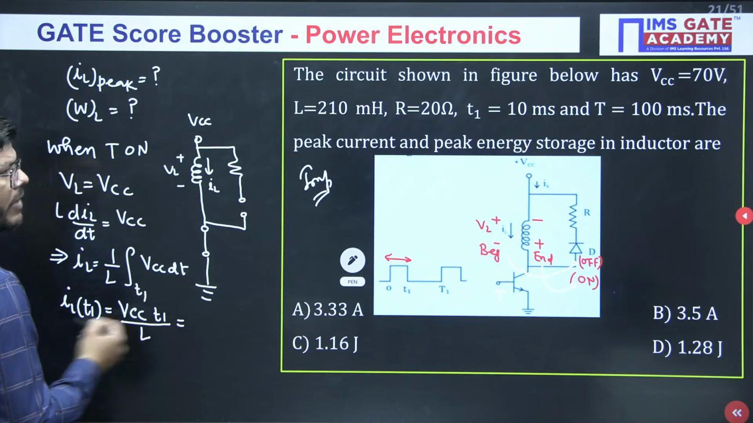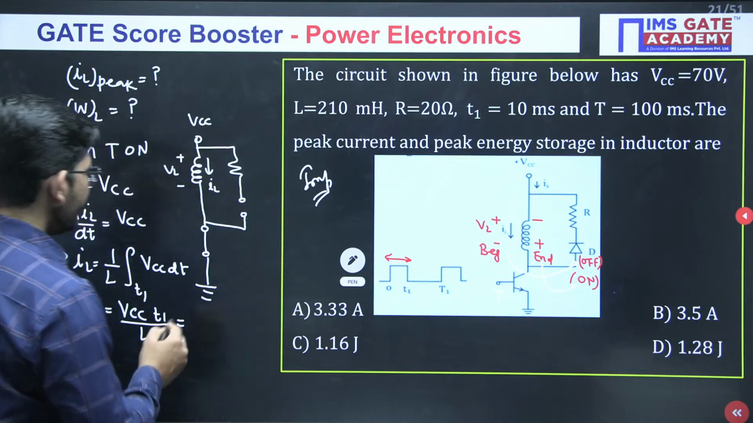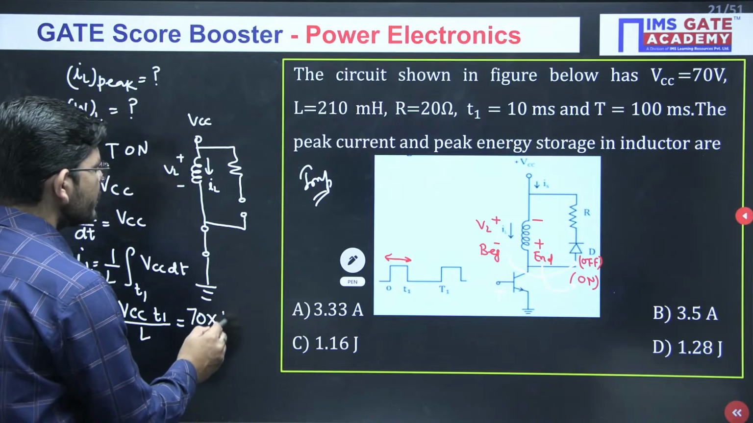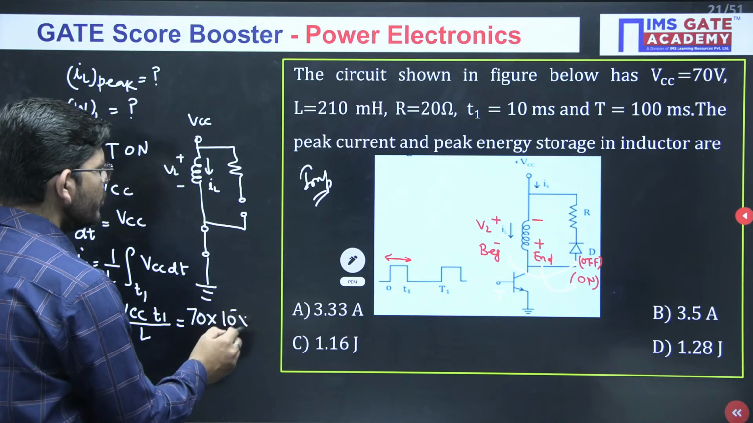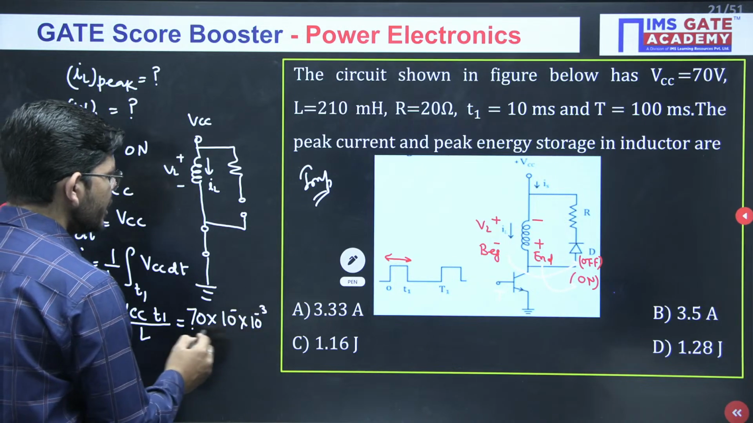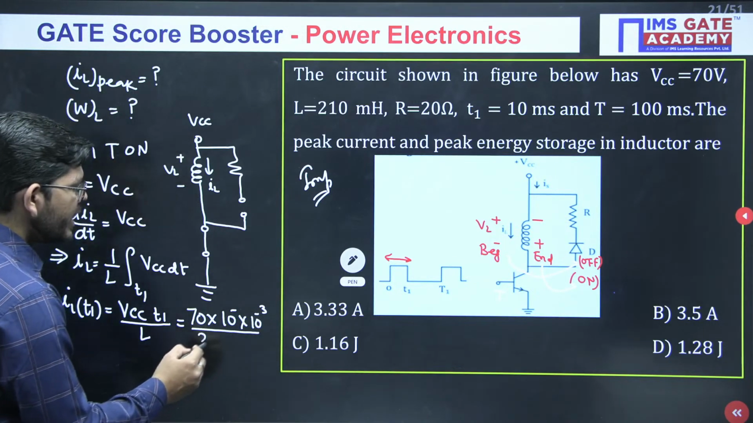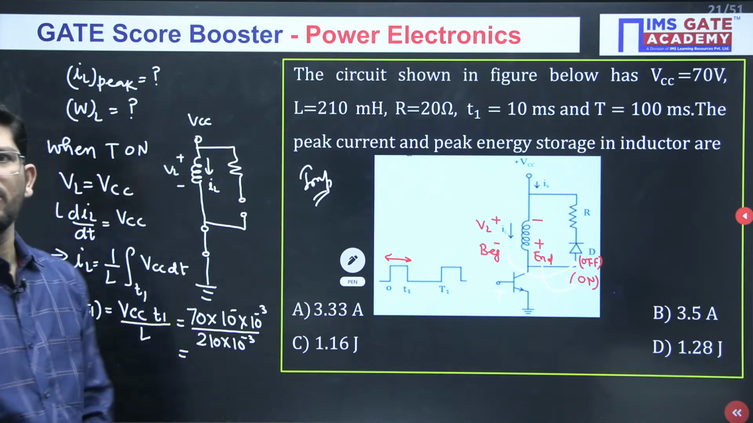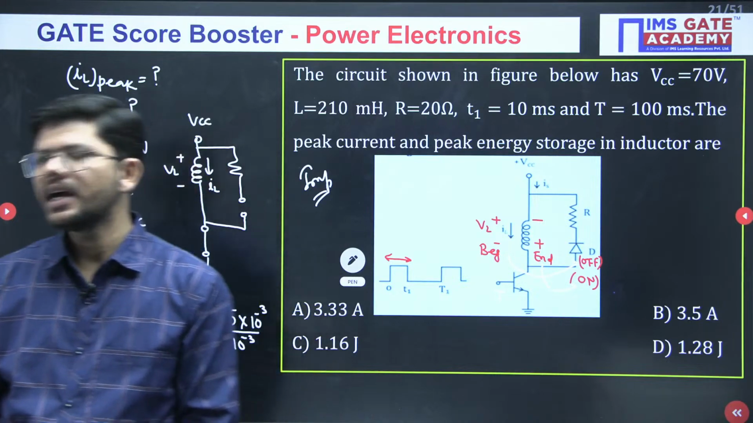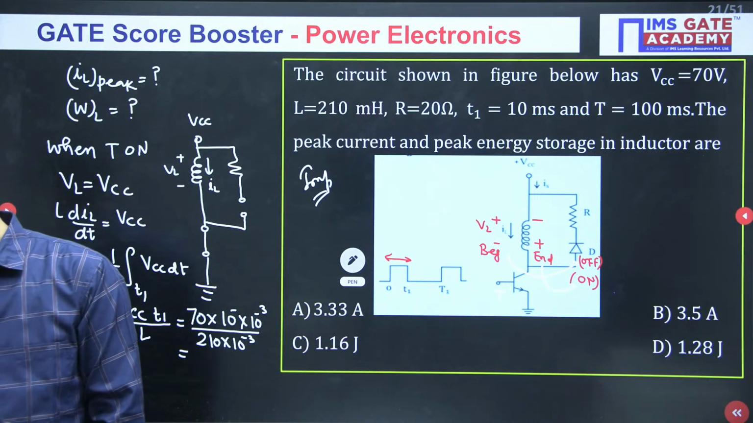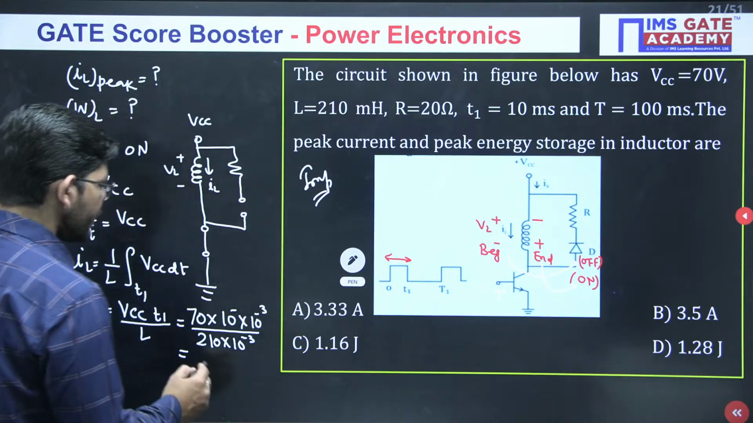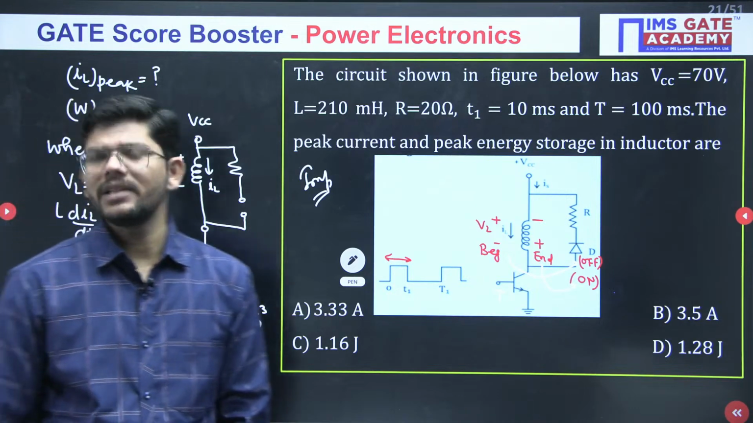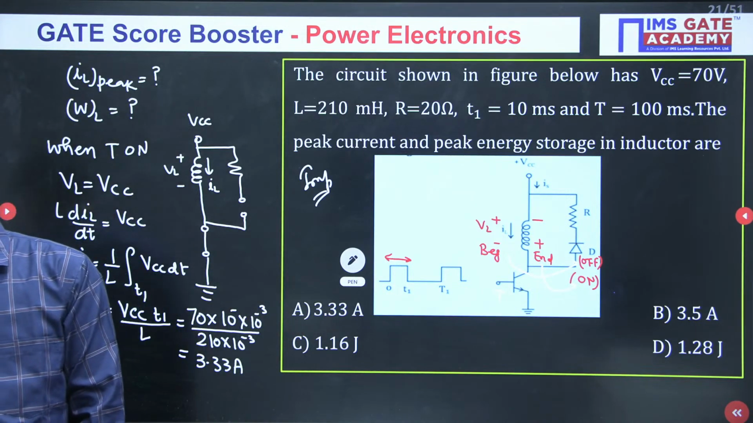Now put the values. What is the value of VCC given to us? 70 volt. What is T1? T1 is 10 milliseconds, so 10 into 10 to the power minus 3, divided by L, which is 210 millihenry. So when you solve it, what will you get? B is the answer that you are giving, 3.33 ampere. I am getting 3.33 ampere. You are getting 3.5.